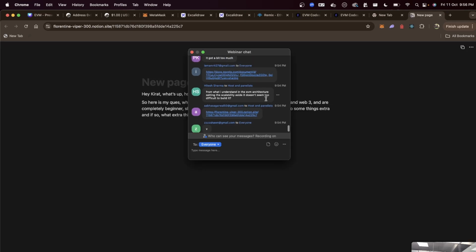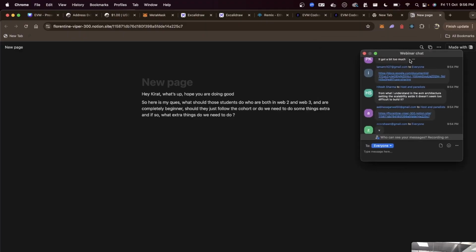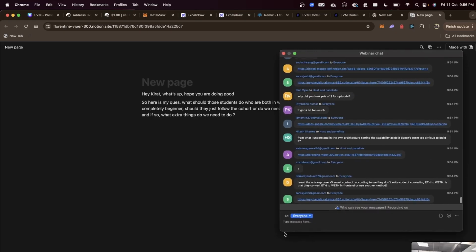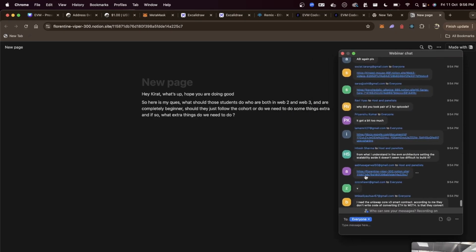From what I understand, EVM architecture, setting scalability aside, doesn't seem too difficult to build. Oh yeah, 100%. I mean, building the full EVM is probably hard. Building a smaller virtual machine that only supports 5 opcodes might be easy. Building the whole thing might not be too easy, but yes, doable. And as you said, one of the reasons is that it is single threaded: one transaction after another. You can't apply the same logic to Solana.